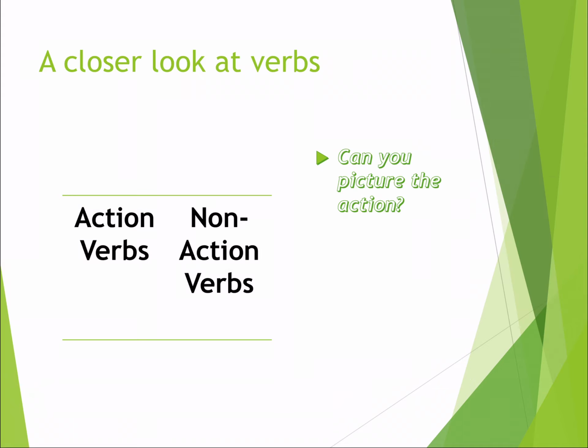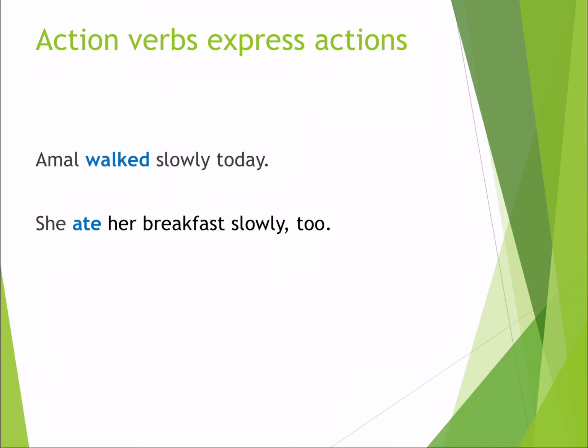Okay, let's take a closer look at different types of verbs. So first, we have action verbs versus non-action verbs. And a good way to compare the difference is when you read the sentence, can you picture the action? So can you picture the subject of the sentence doing something? Let's take a look. So let's look at the first sentence. Amal walked slowly today. Can you picture the action? She ate her breakfast slowly too. Can you picture the action?